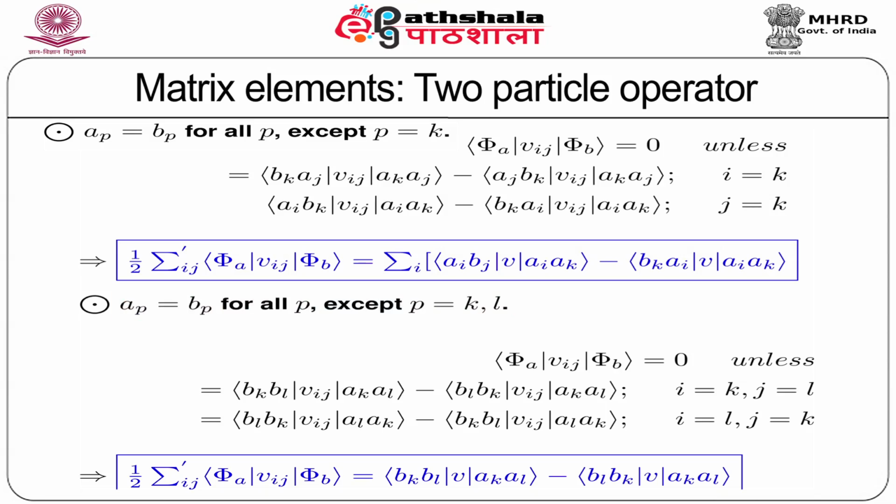The last case is that a_p equal to b_p for all p except p equal to k and l. The matrix element is 0 unless i equal to k, j equal to l, or we can also have i equal to l and j equal to k, the corresponding matrix elements being given by this expression. Then the summation over ij of this matrix element is given by this following expression.